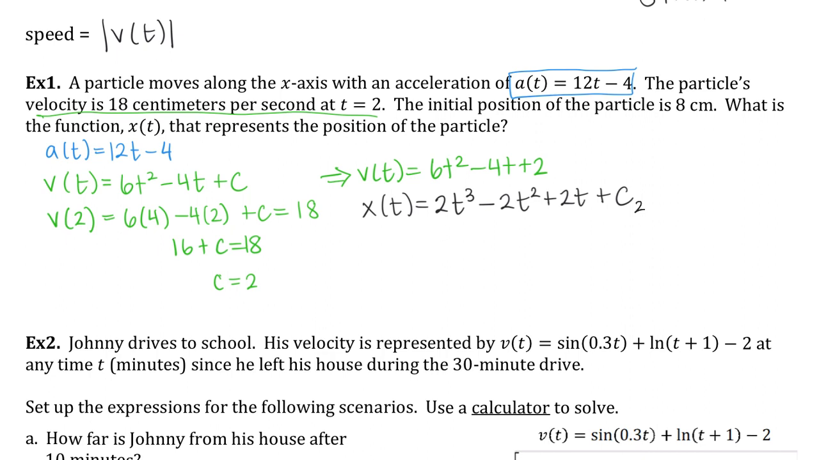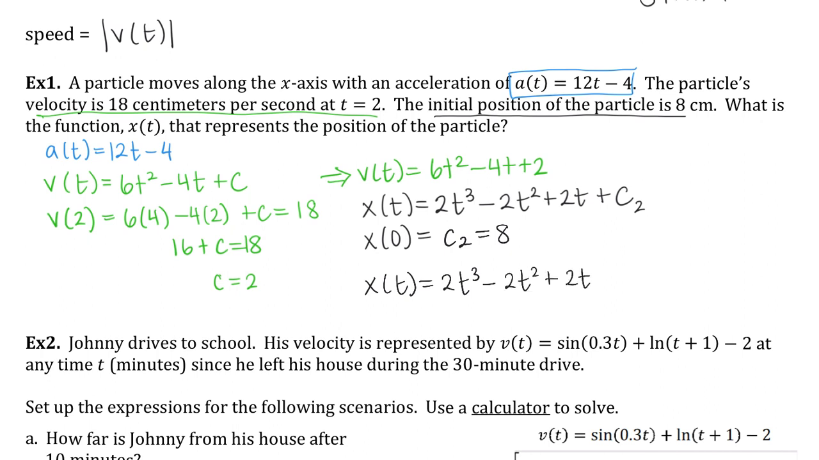Okay, now do they give me information? They do. They tell me the initial position of the particle is 8 centimeters. That means initially at t equals 0, the particle's position is going to be 8. If I plug in 0, I get 0 minus 0 plus c2, which is going to equal 8, which means that my actual position function is 2t to the third minus 2t squared plus 2t plus 8.